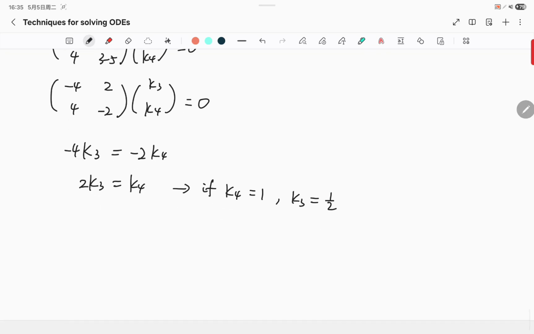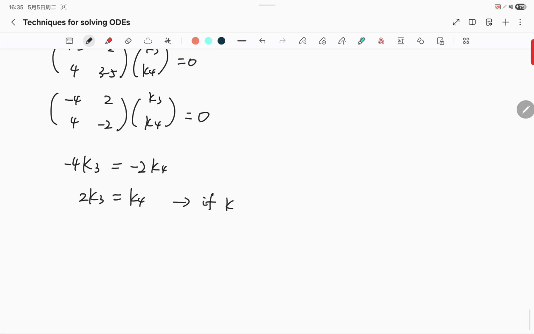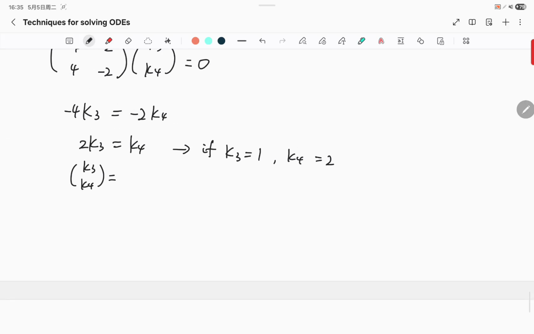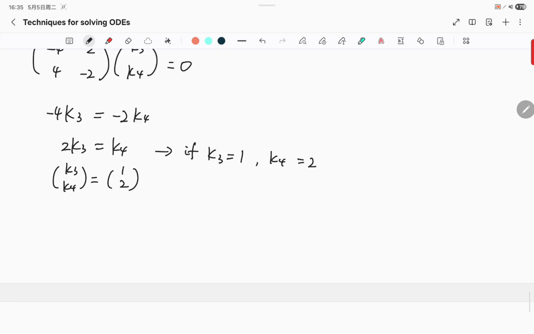Or you can say, let's do the simple way. If k3 is 1, then my k4 is 2 times 1, is 2. So my k3, k4 is equal to 1 and 2. Now you can choose this value whatever you want. You can choose this to be, I don't know, pi, and then just need to find k4 according to pi using this relationship. Because I said the eigenvalue, the eigenvector is a relationship between the two k's.